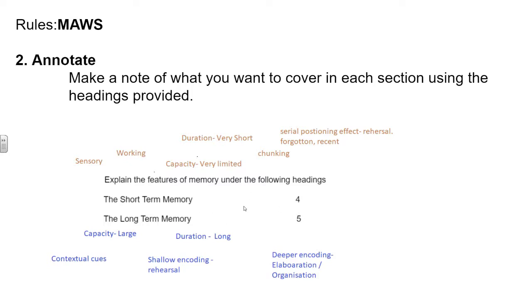This means that when you get to the next stage, the writing stage of MAWS, you know exactly what you're going to put in and you're not just frantically scribbling. Similarly, for long-term memory, we've got the capacity, contextual cues, shallow and deep encoding, and duration. These are just some of the things we've picked.